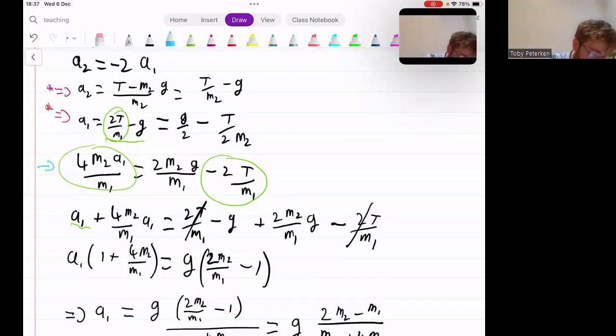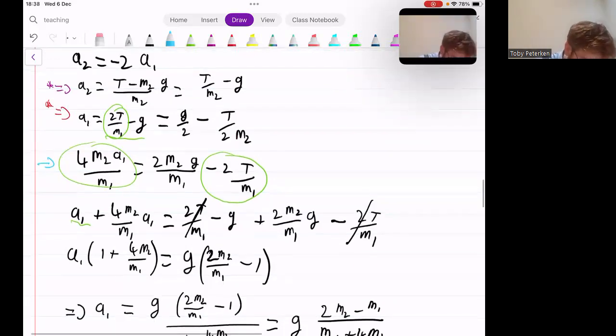Why did I decide that 4M2 A1 over M1 is the important quantity to look at? Well, I wanted to get rid of the tension, right? The question never asked for the tension. You could sit there and work it out, and that's fine, but it might be better to work out a way of creating a quantity that ignores it completely.